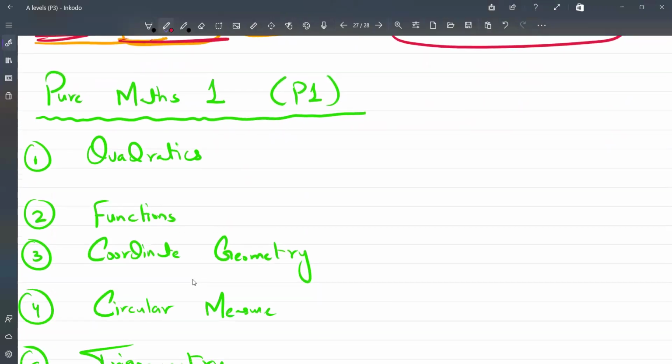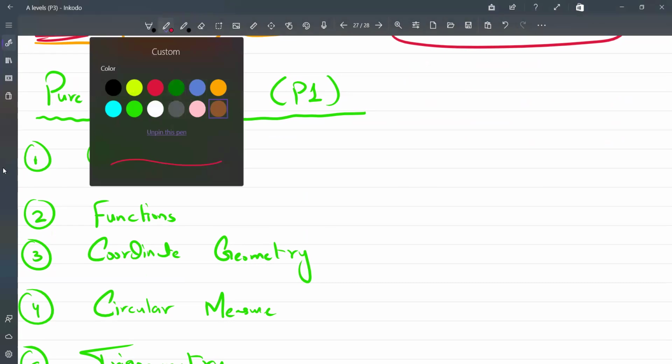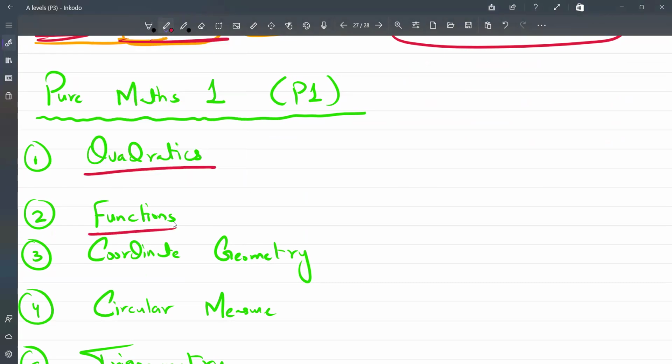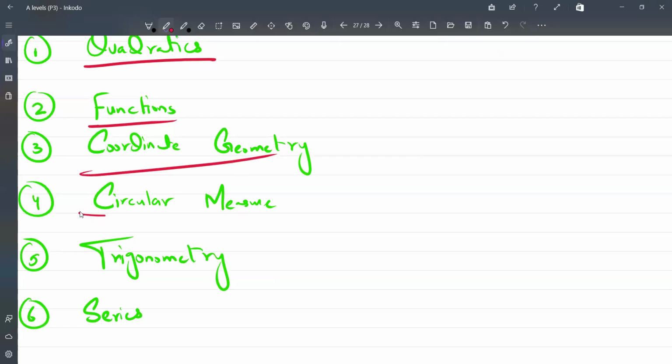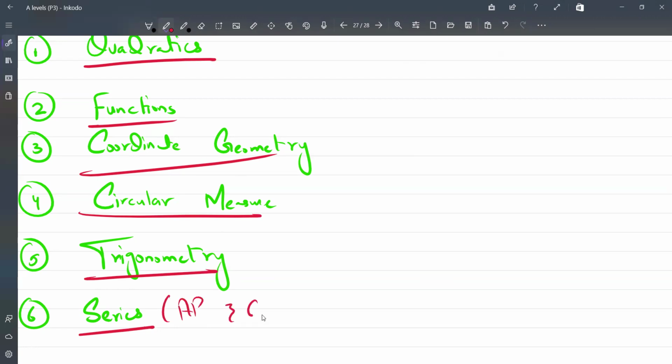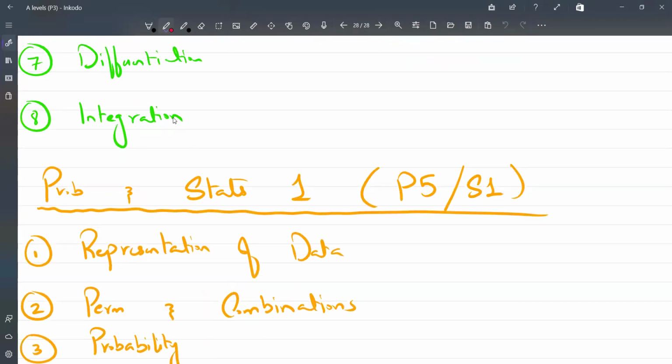Let's look at the chapters that will be coming in both the components that you'll have to study. As far as P1 is concerned, you'll have to study quadratics, functions, coordinate geometry, circular measure, trigonometry, series, that is the AP and GP, arithmetic progression and geometric progression. And in the last, you have to study calculus, that is differentiation and integration, right? So these 8 chapters are part of the curriculum of the P1 component that you will study at AS level.